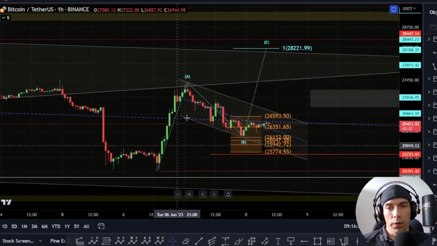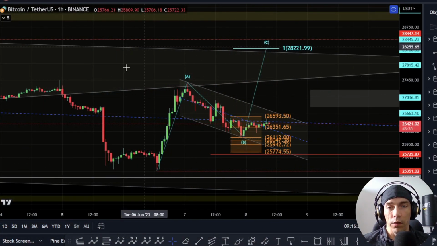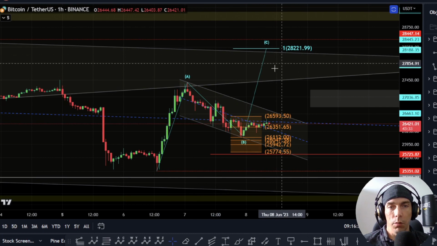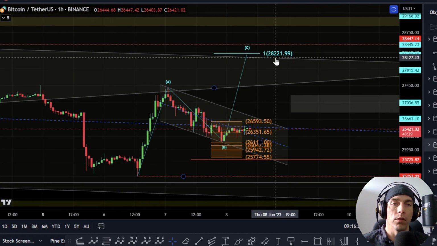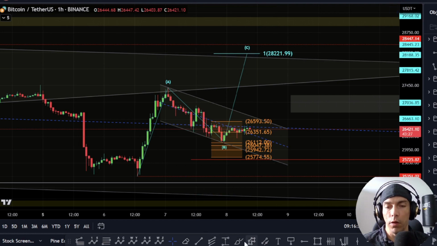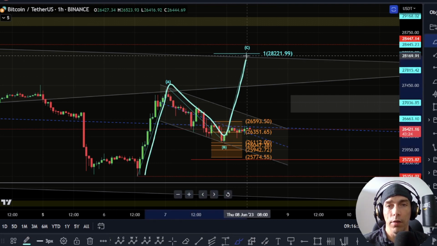Today we're going to be having a look at Bitcoin. Let's get into the price action and see what's going on. So yesterday we were talking about the potential that we were looking for this as an ABC. So I'm still looking for this bullish potential where we could see another push to the upside here, where we could see a push towards this 28,221 if this is going to become an A, B, and a C.